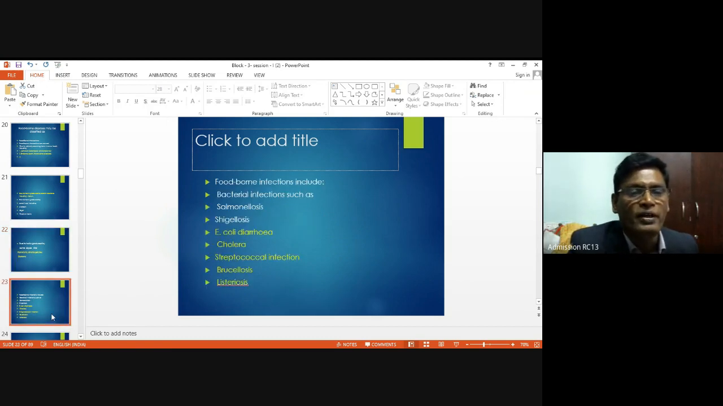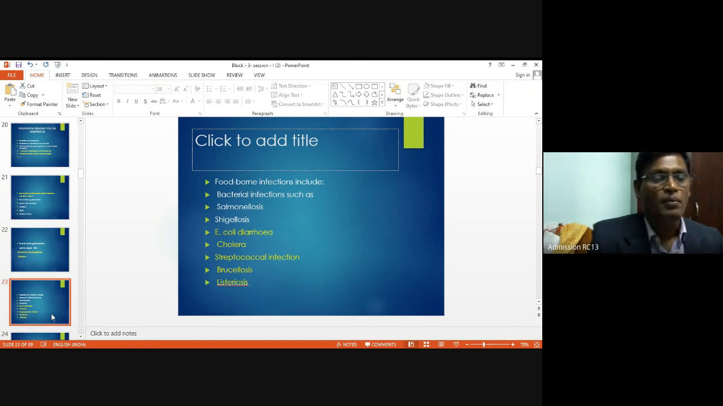And foodborne infections include bacterial infections such as salmonellosis, shigellosis, E. coli diarrhea, and cholera, streptococcal infections, brucellosis, and listeriasis. So these are some of the bacteria which have a potential threat to cause an impact on human health.